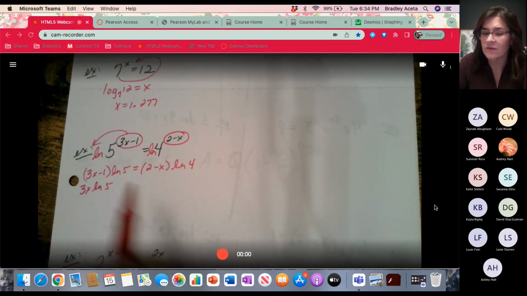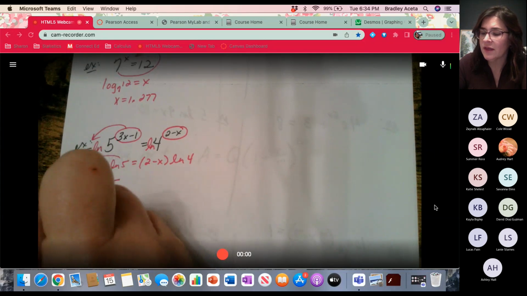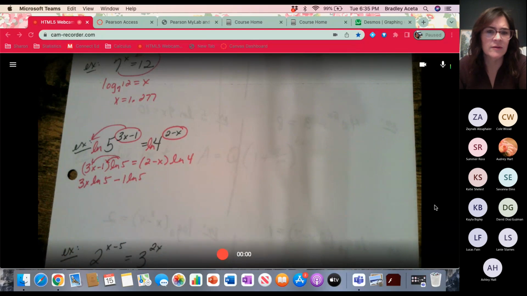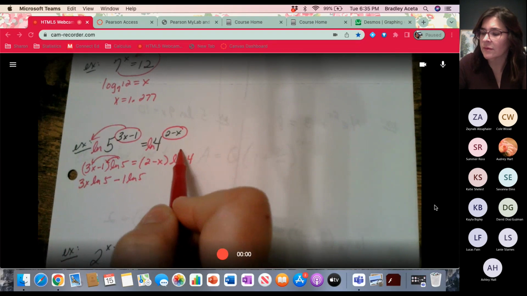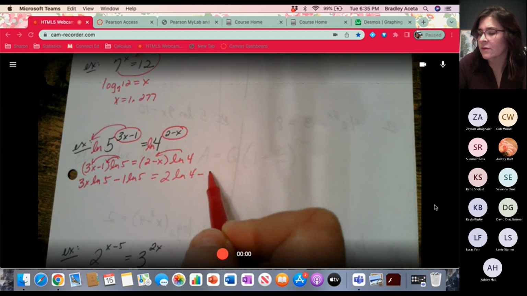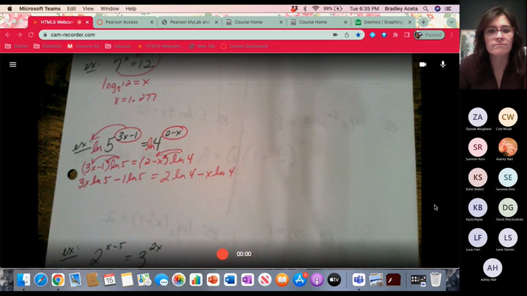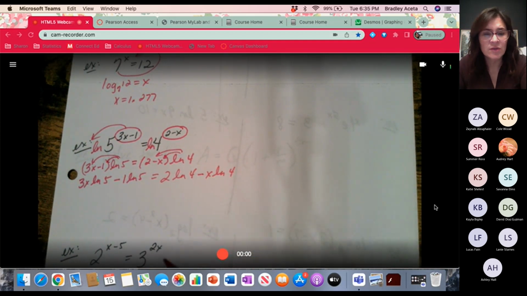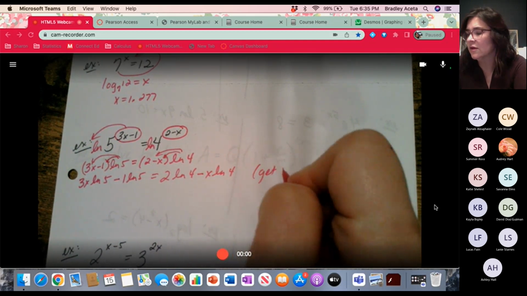3x ln 5 minus, and now I'm going to distribute the ln to the 1 ln 5. You really don't need the 1, but I just put it there. Well, I'm going to do the same thing on this side. 2 ln 4 minus x ln 4. Okay? Now, once you do the power rule, once you distribute, you want to get your x's on one side.